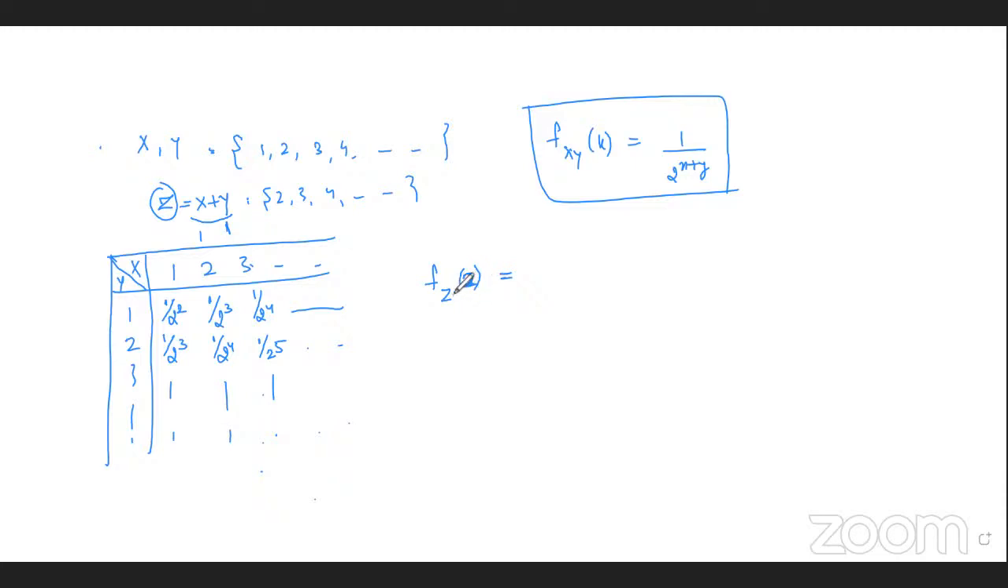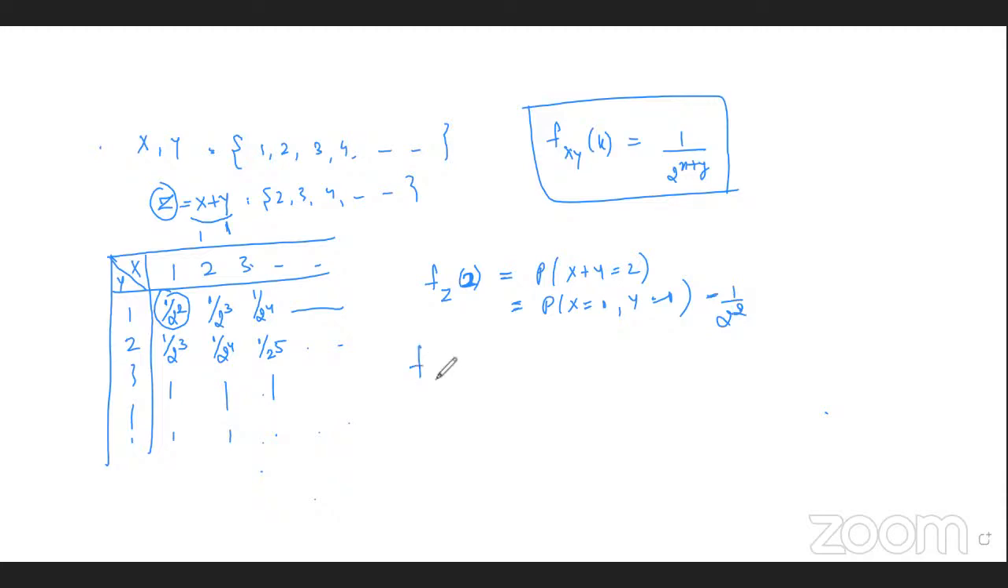So what is f of 2? This is going to be the probability that x plus y equals 2, right? And this is going to be the probability x equals 1 and y equals 1, correct? So what is this value? This is just 1 upon 2 square.